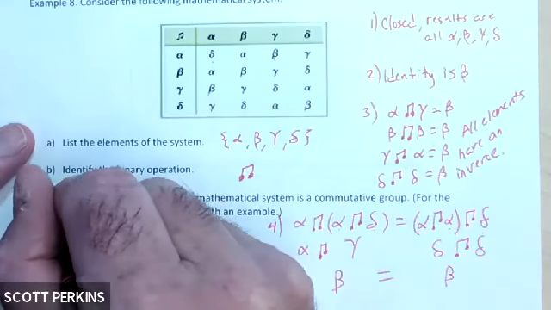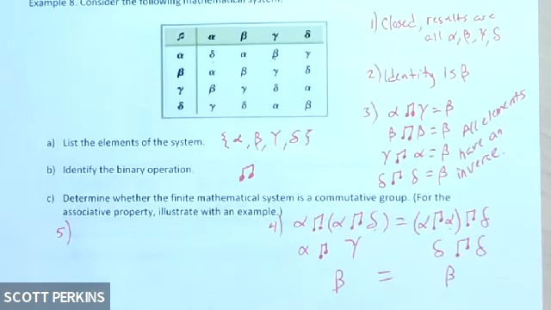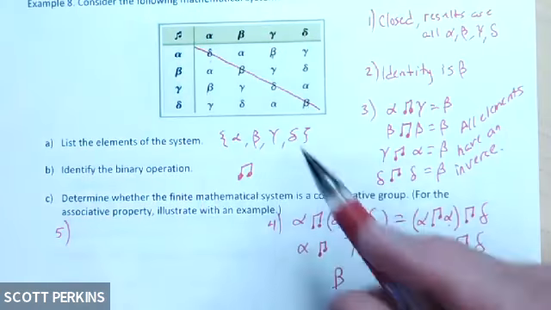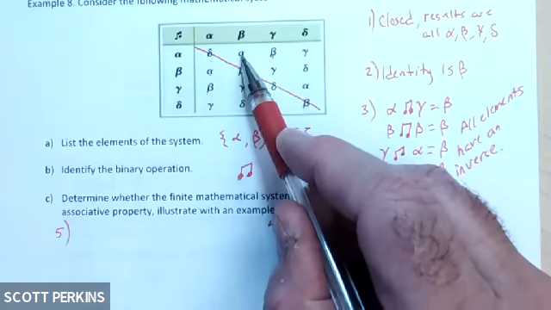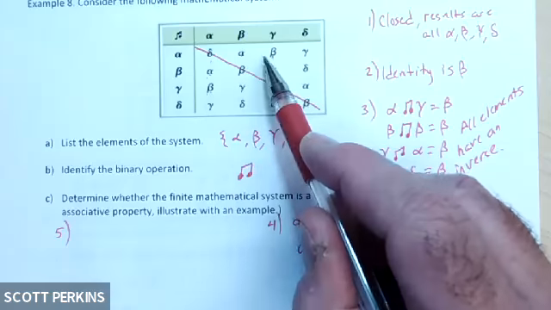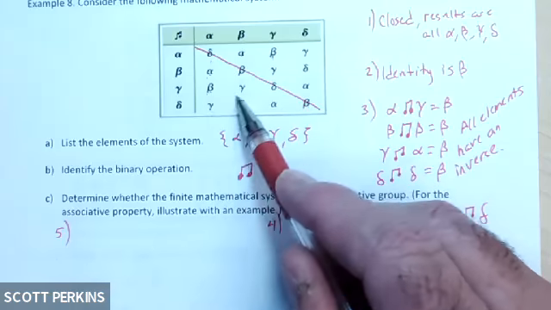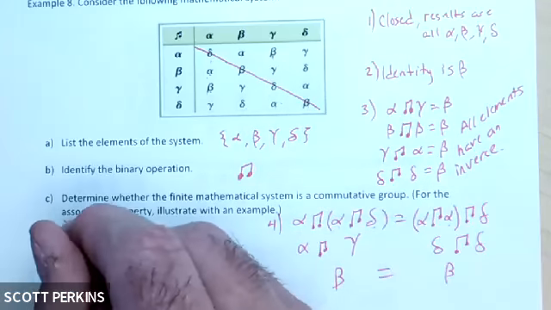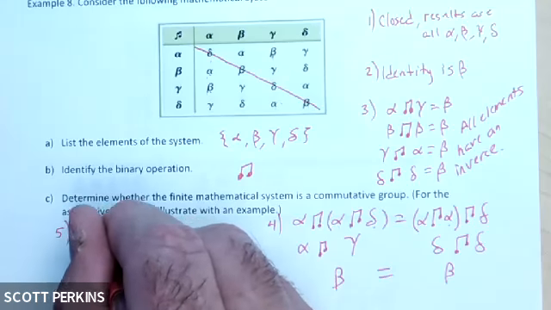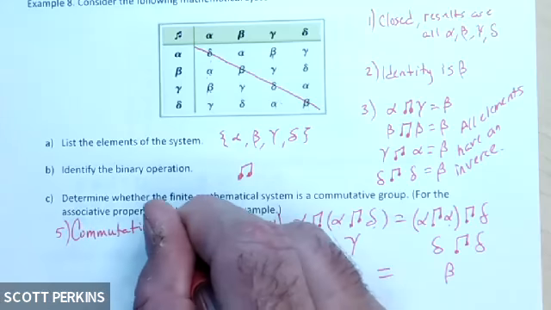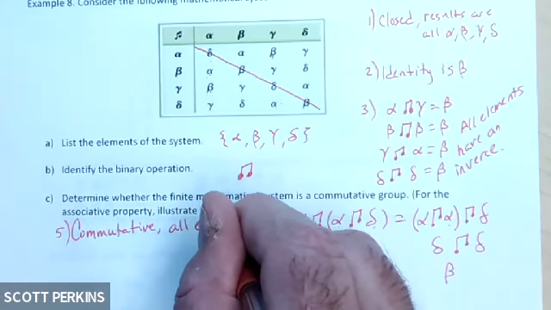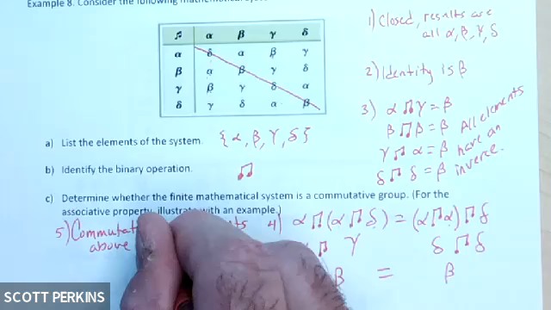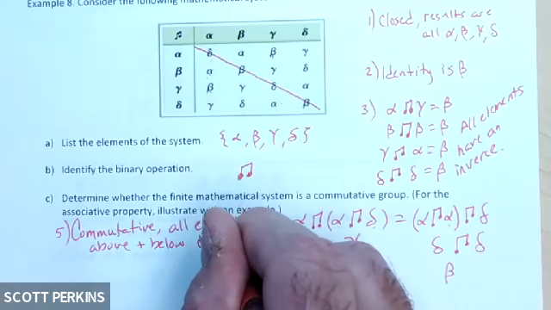And then step 5. Step 5 is to determine, is this commutative? So here's my diagonal, and across the diagonal here, I have alphas. Across the diagonal here, I have betas. Here and here, I have gammas. I have alphas and deltas. So this is indeed commutative. All elements above and below the diagonal are equal. The same.